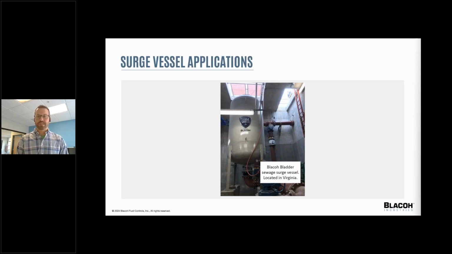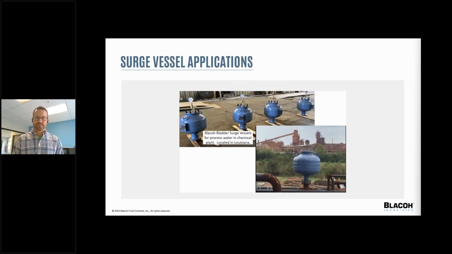A sewage vessel. This again is a bladder vessel, but now you can see this is actually located in a vault underground where the sewage system is. So it's a little bit more unique. It has some special connections to it, but we can size it for that application as well. Moving on to the next, some smaller vessels. These are sized for processed water and located in Louisiana. So again, bladder vessels, but a wide range of applications. We can use them in hydrocarbons, sewage, water, drinking water, all kinds of things. Wherever we have a transient event that's causing damage to the system because of the speed of the transient, a surge vessel might be something that can help us out.